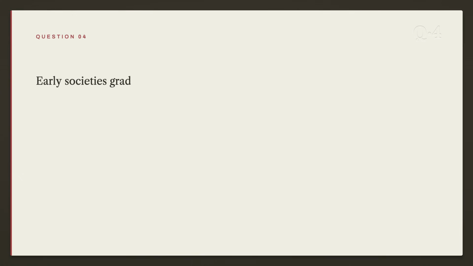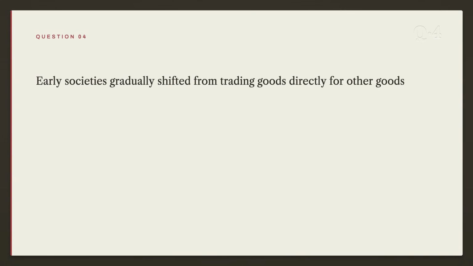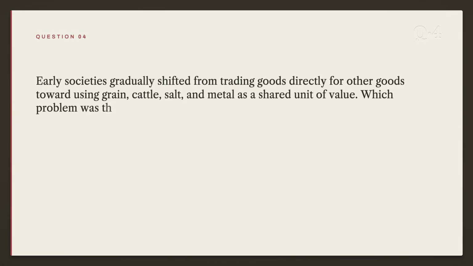Question 4. Early societies gradually shifted from trading goods directly for other goods toward using grain, cattle, salt, and metal as a shared unit of value. Which problem was this shift primarily solving?